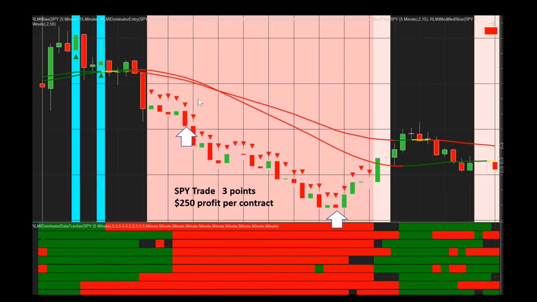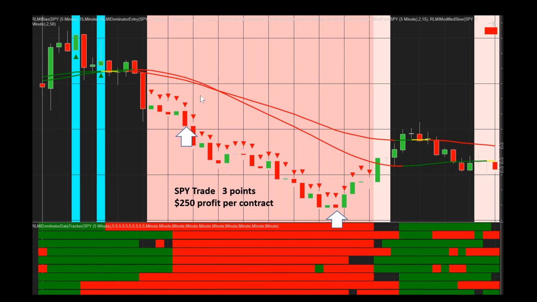This was a trade that some traders took right off of the Dominator system. They didn't even look at the compass system, but they used the Dominator system to tell them that market internals were working. Now I use them both. I lean on the compass system more than anything, but this was a nice SPY trade off of the market internals, because you can see that we've got sell signals.